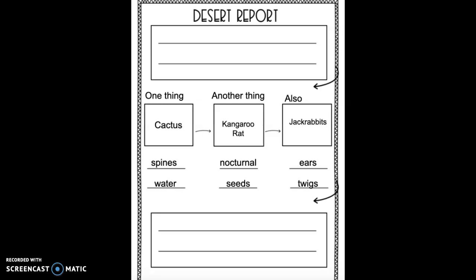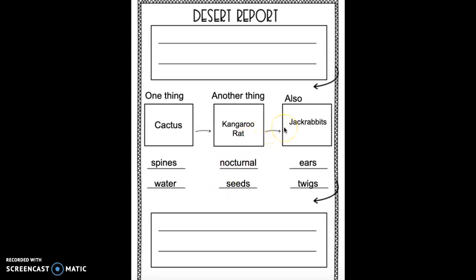I have my elephant ears on. One thing that lives in the desert is the cactus plant. The cactus plant has spines to keep predators away. It stores water in its stem. Another thing that lives in the desert is the kangaroo rat. The kangaroo rat avoids the heat by being nocturnal or awake at night. It gets most of its water from the seeds it eats.